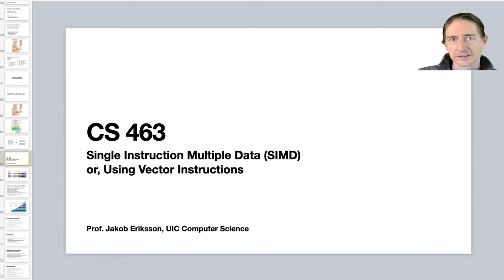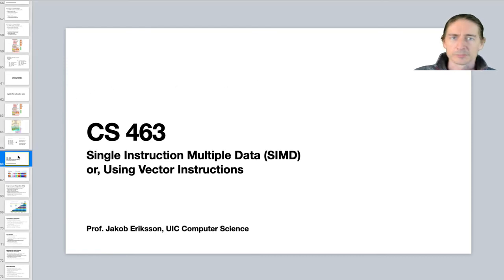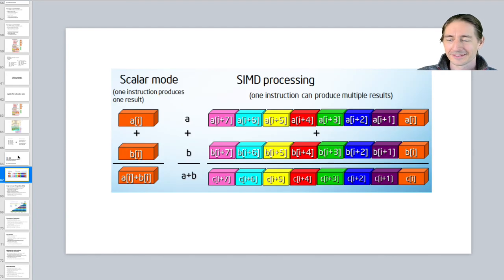In this video, we're discussing use of vector instructions, also called single instruction multiple data, or SIMD. The purpose of SIMD instructions is to allow you to do more work in fewer cycles. If you think about regular CPU instructions, we call those scalar operations, at least in a SIMD context.